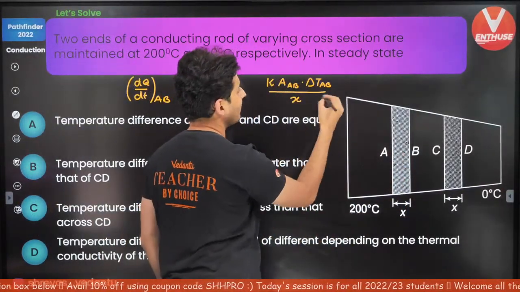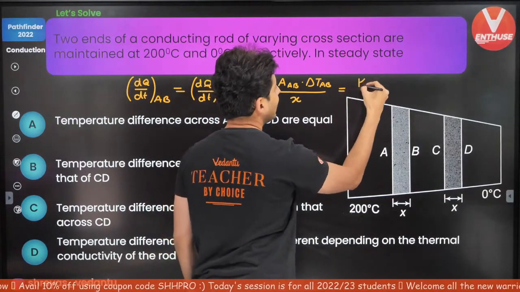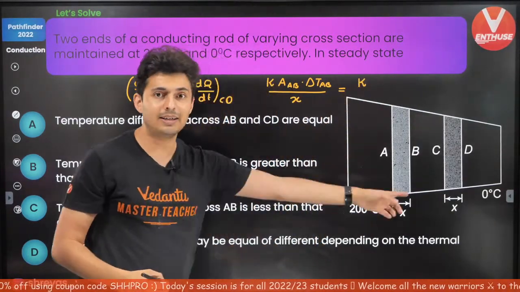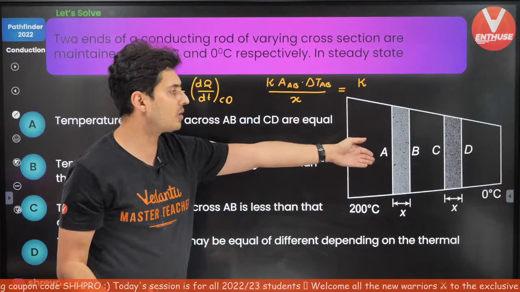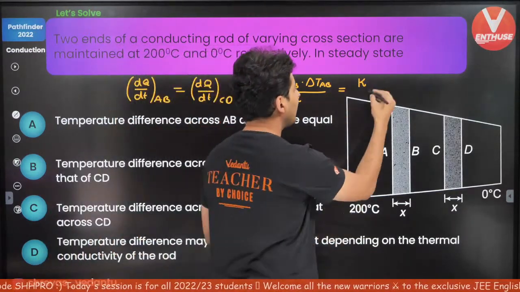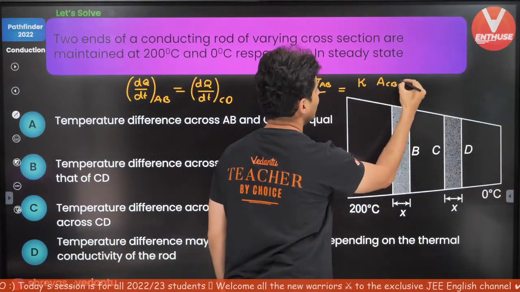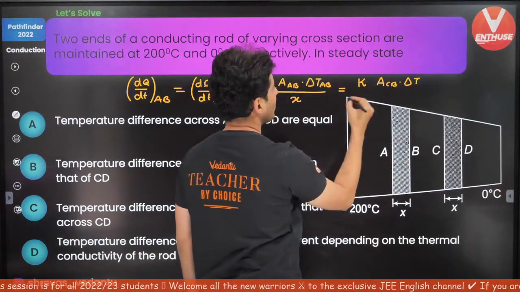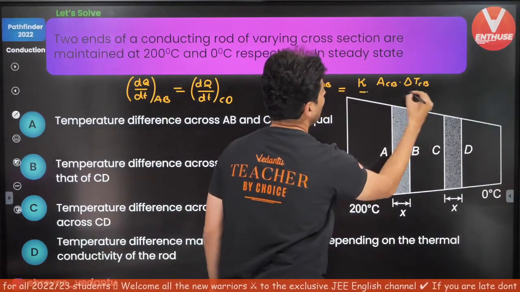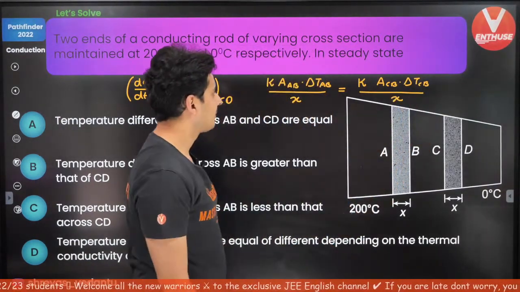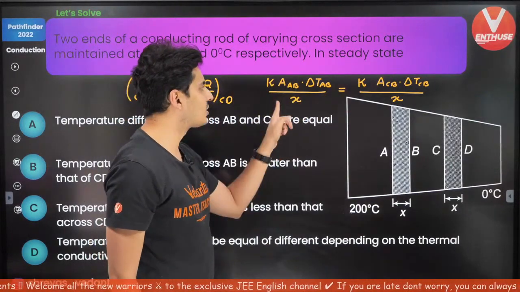So I'll put X over here, is equal to K. K is the same. Thermal conductivity is the same because it's the same rod material. Area of cross section of CB into delta T of CB upon X itself. Now K goes, X goes.